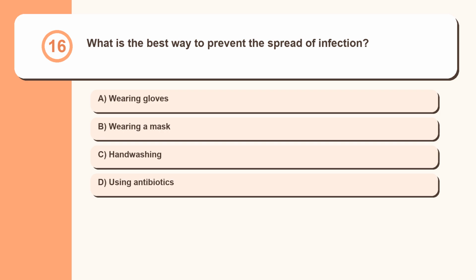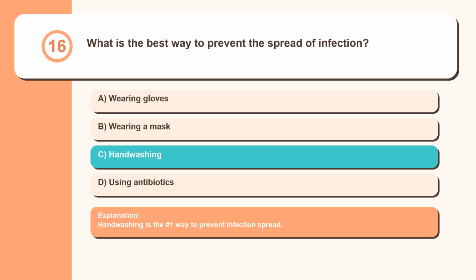Question 16. What is the best way to prevent the spread of infection? Wearing gloves. Wearing a mask. Hand washing. Using antibiotics. Hand washing is the number one way to prevent infection spread.